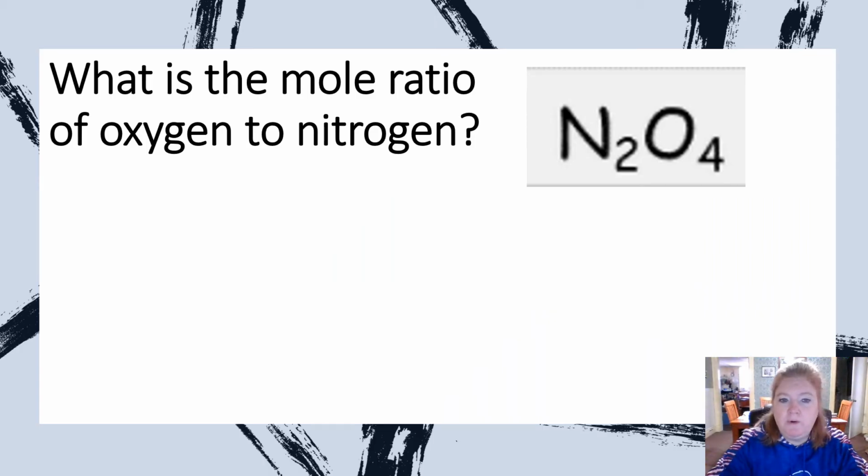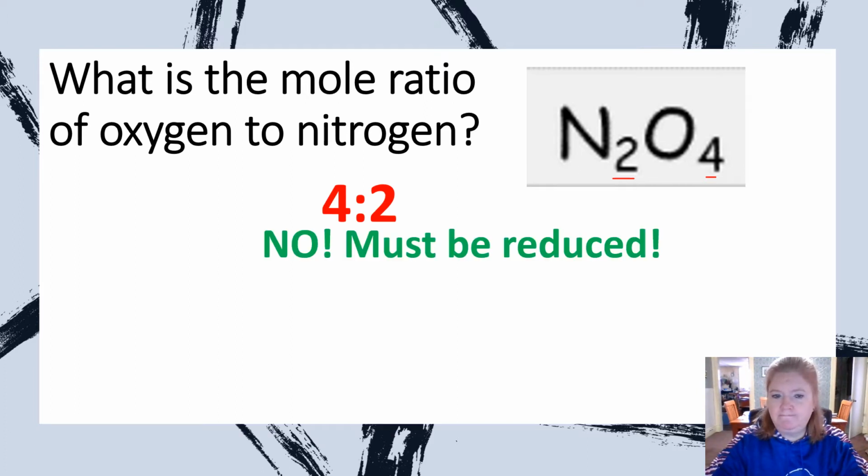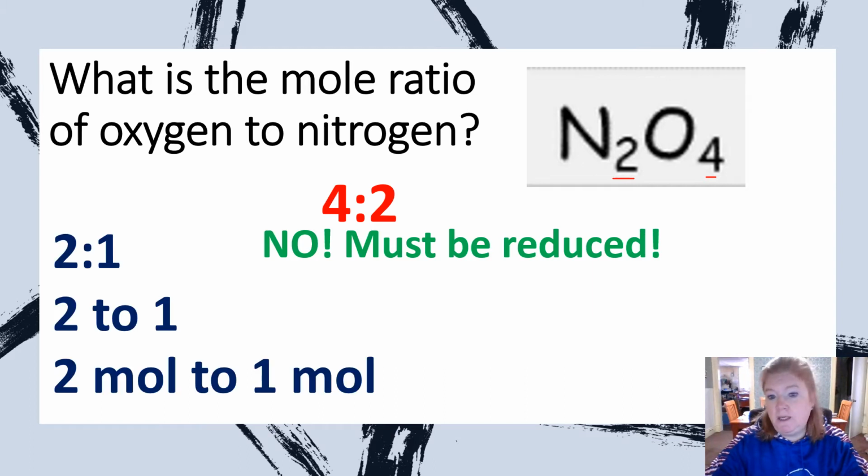What is the mole ratio of oxygen to nitrogen? Well, oxygen has a subscript and nitrogen has a subscript. So I write it as 4 to 2. But that's not right. We have to reduce it. Ratios have to be reduced. So divide both of those numbers by 2, and we get 2 to 1.